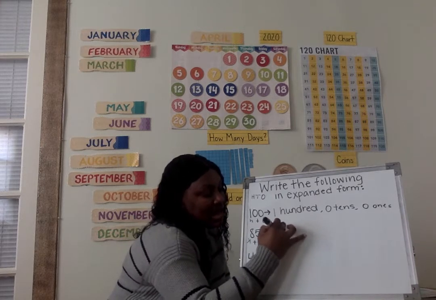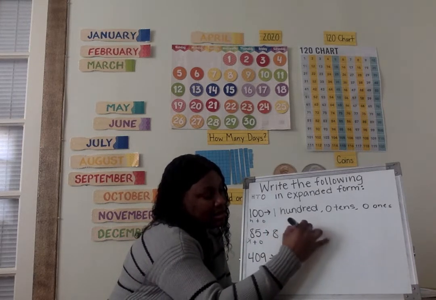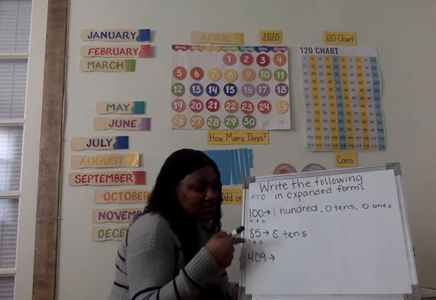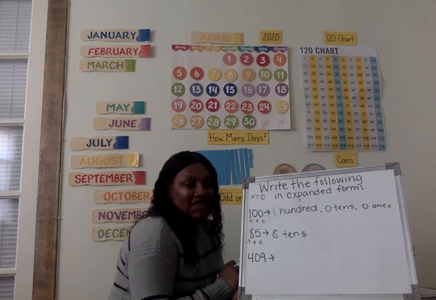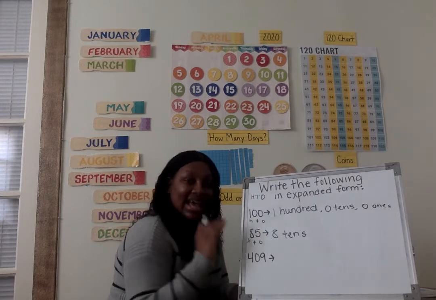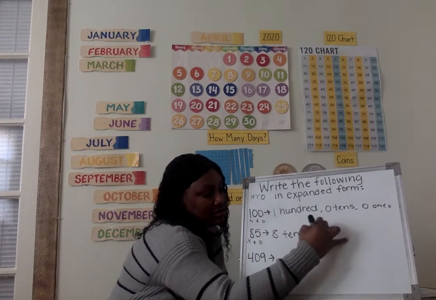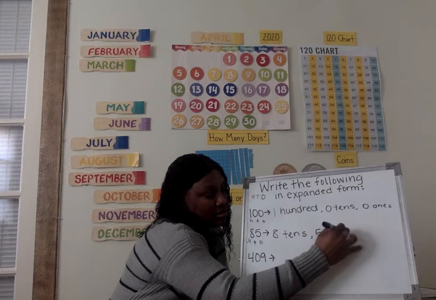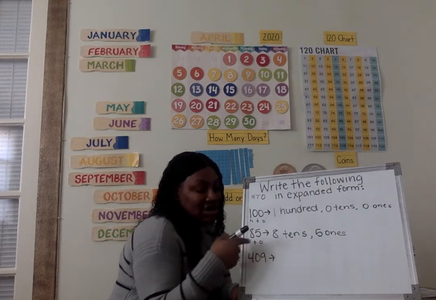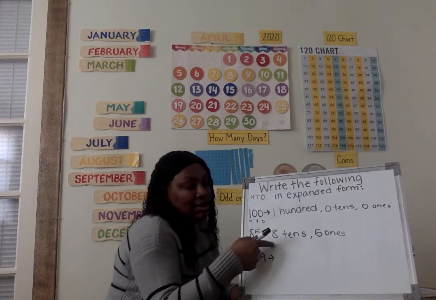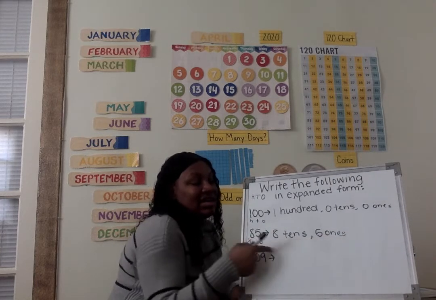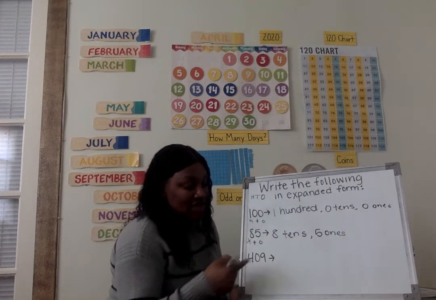So I'm going to write 8 tens. And how many ones? Remember, we labeled it. How many ones are in the number 85? And 5 ones. I can see how the strategy of labeling hundreds, tens, and ones is helpful when writing numbers out in expanded form. Let's try this last one.